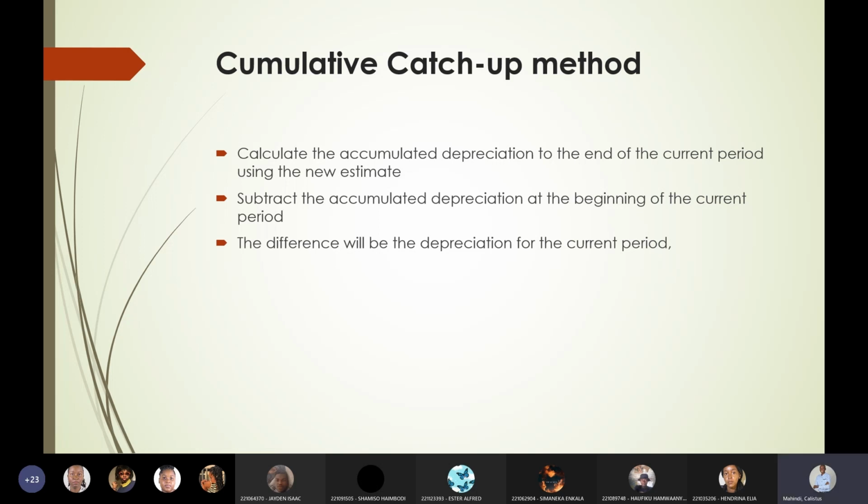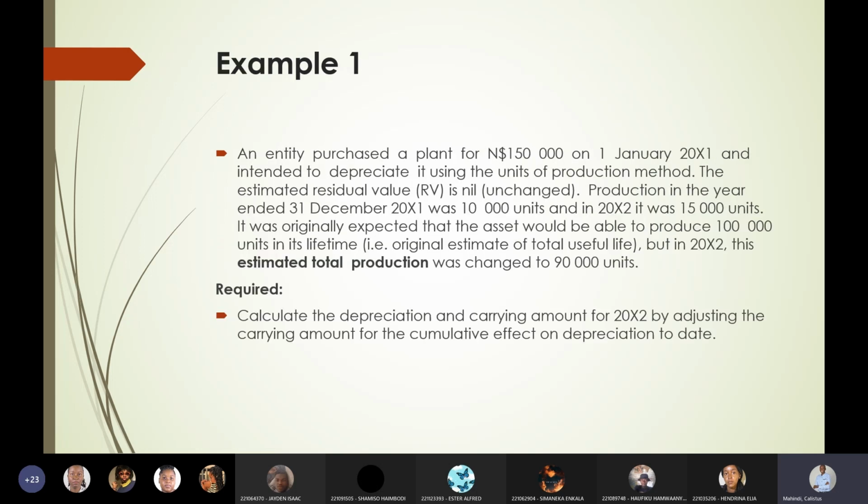Exactly. So if we're looking at the cumulative catch-up method, we have to add both years' depreciation. We calculate the total depreciation at the end of year two and subtract the depreciation at the end of year one in order to find out what the depreciation is for year two. So let us deal with an example to illustrate this concept.